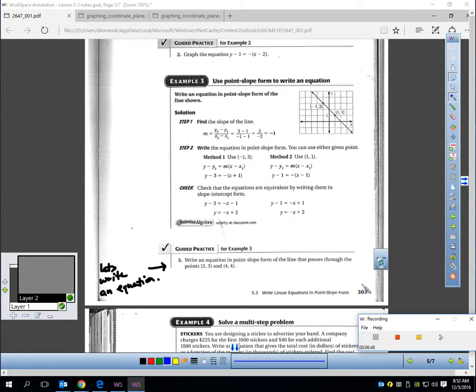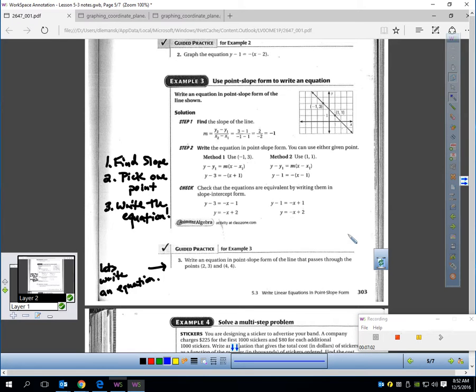At the bottom of page 303, let's now try to write an equation in point slope form of the line that passes through these 2 points. Here's the 3-step process we have to follow. Do you notice they did not tell me the slope? I got to find the slope first. I got to pick one point because point slope form means pick a point and the slope, and then write your equation. So let's do that process.